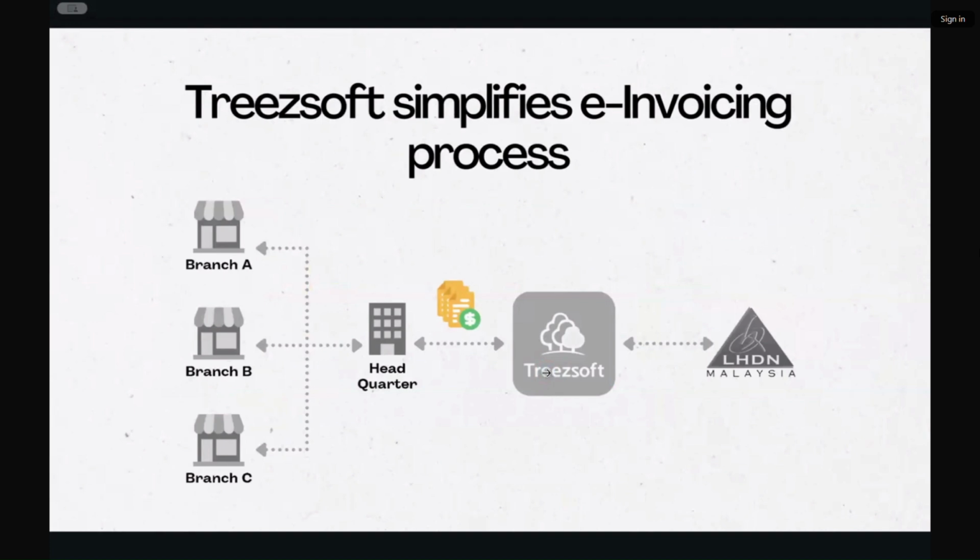So this is how it looks if you have to do everything on your own. But we simplify the entire process. It's just like usual. You have multiple branches, you have your HQ, you just bill as normal. And through Treezsoft, we will help you submit the e-invoice straight to LHDN. You do not go through another system and say, hey, here's my invoice, help me to key in or submit all this. No, you just go through Treezsoft and we will get everything submitted to LHDN.